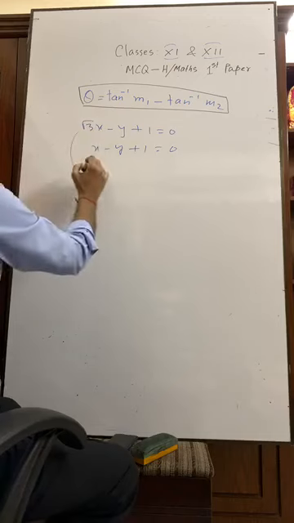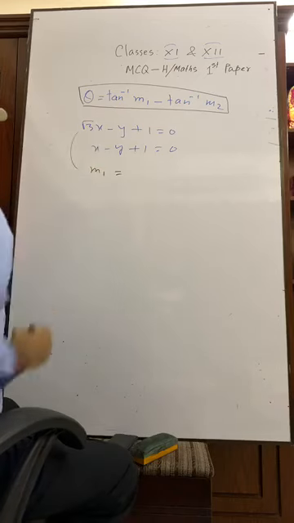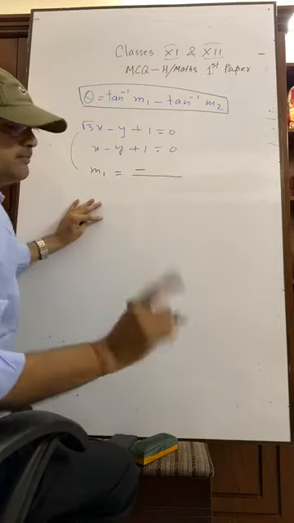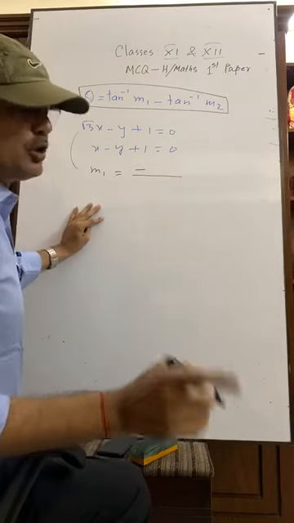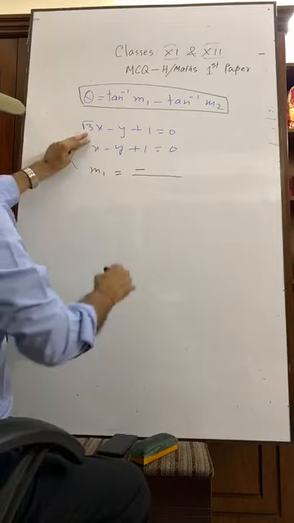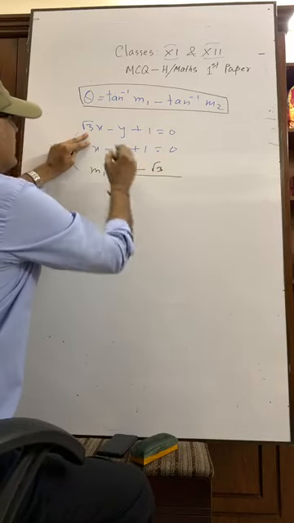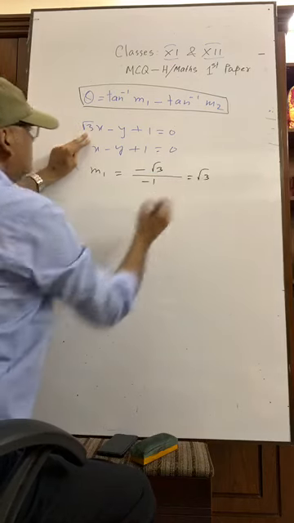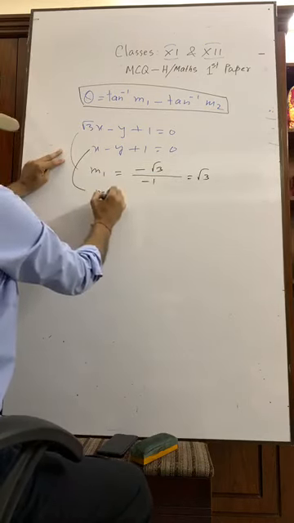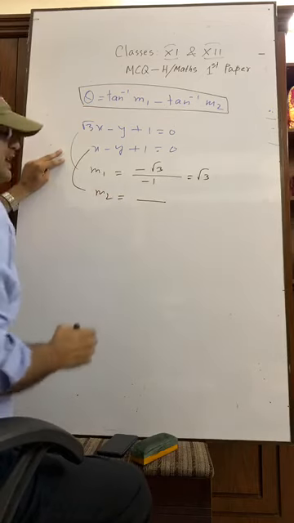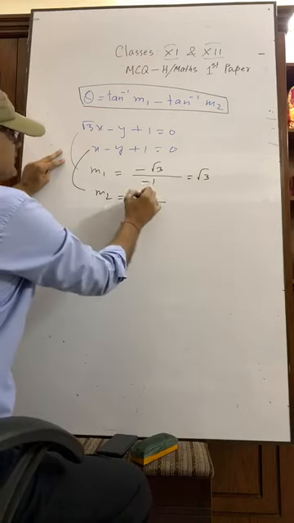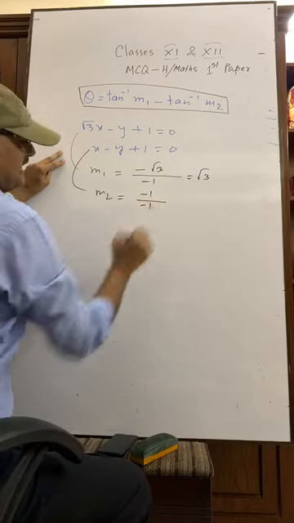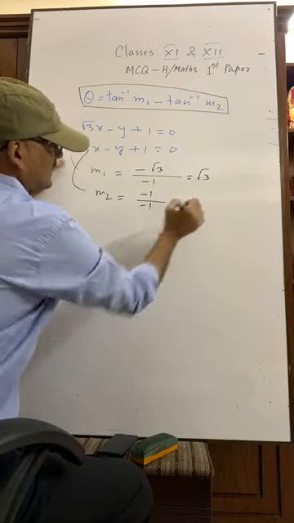From here we get m1 equals what? As I told you, minus coefficient of x by coefficient of y. Coefficient of x is root 3 and coefficient of y is minus 1, so m1 is root 3. And from here m2 can be written as minus coefficient of x by coefficient of y. Coefficient of y is minus 1, so m2 is 1.